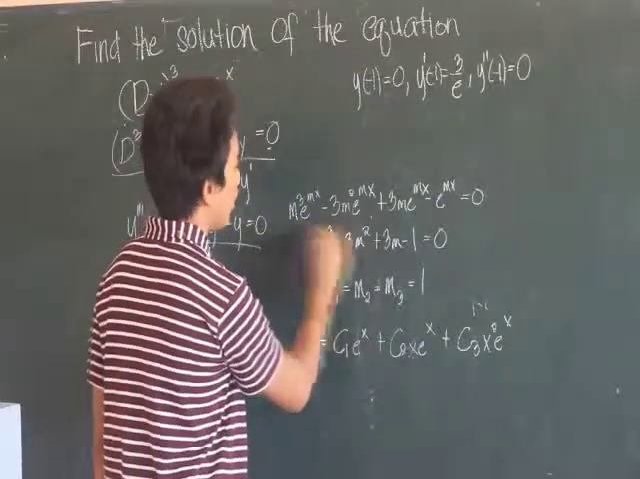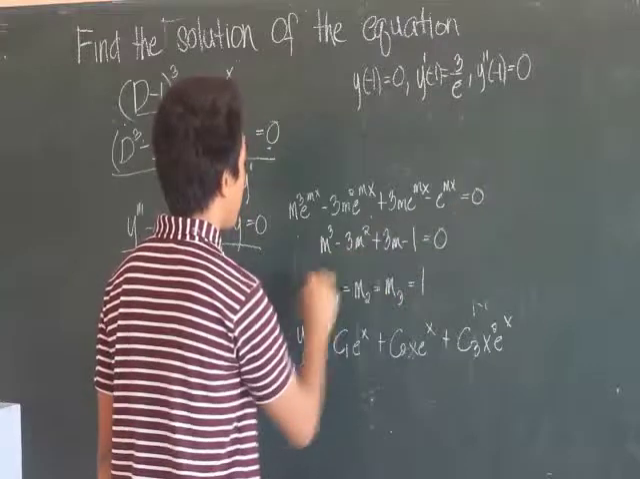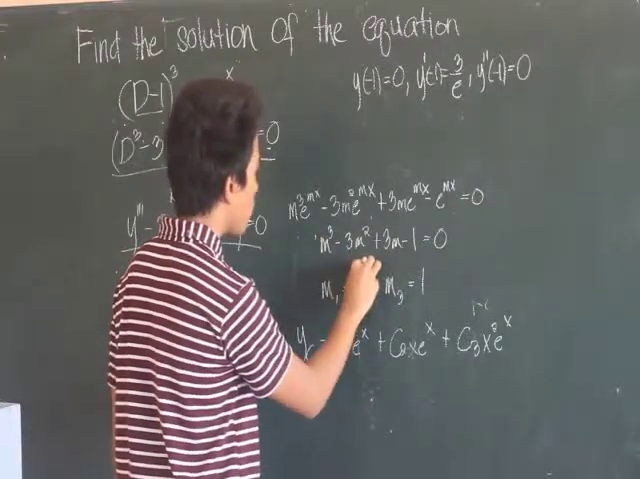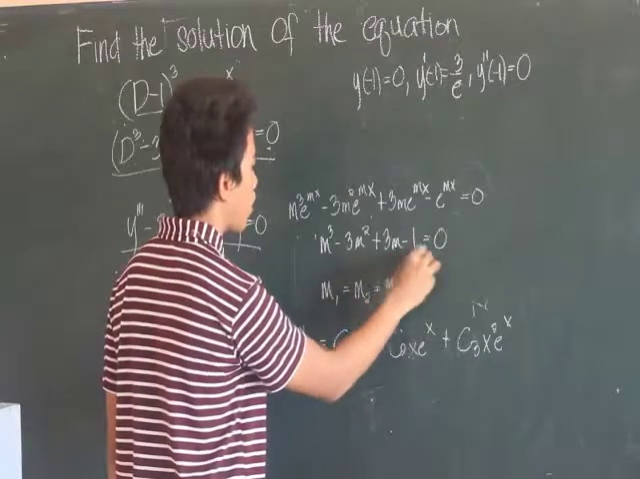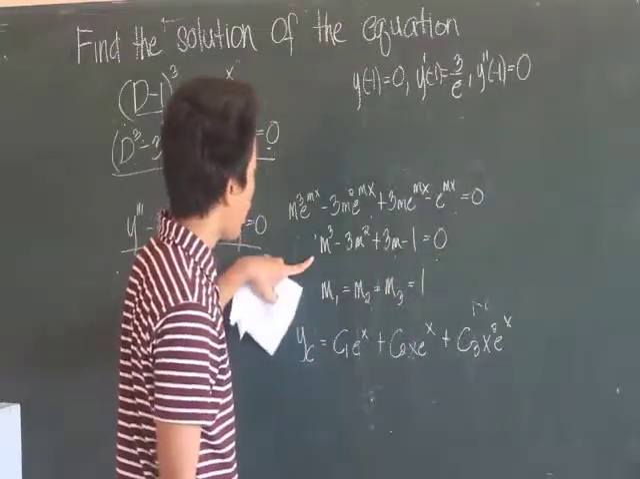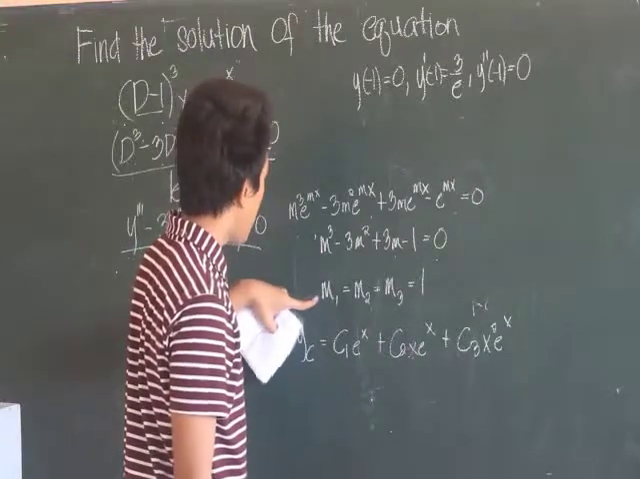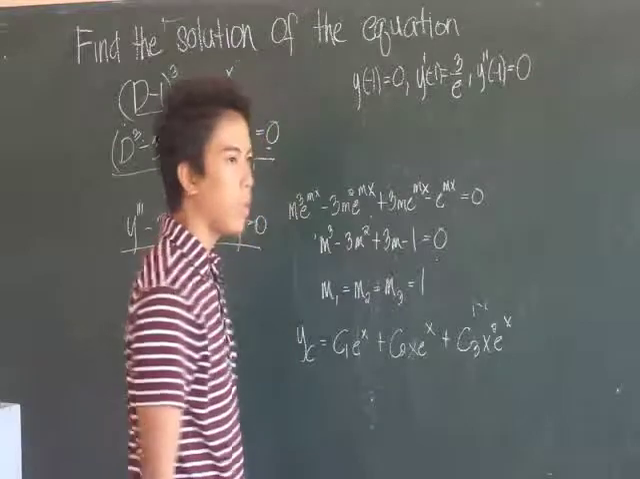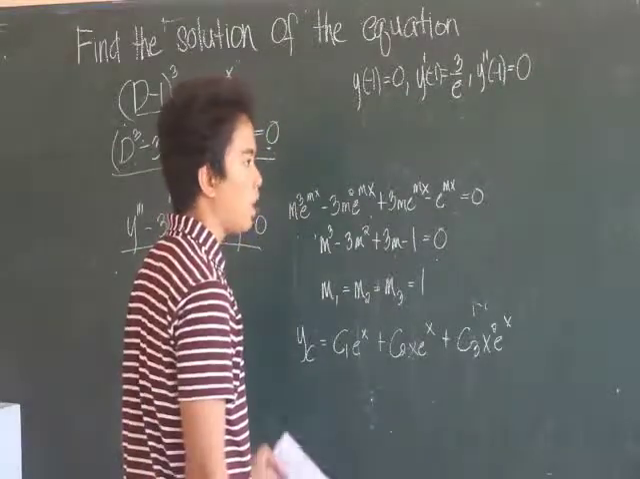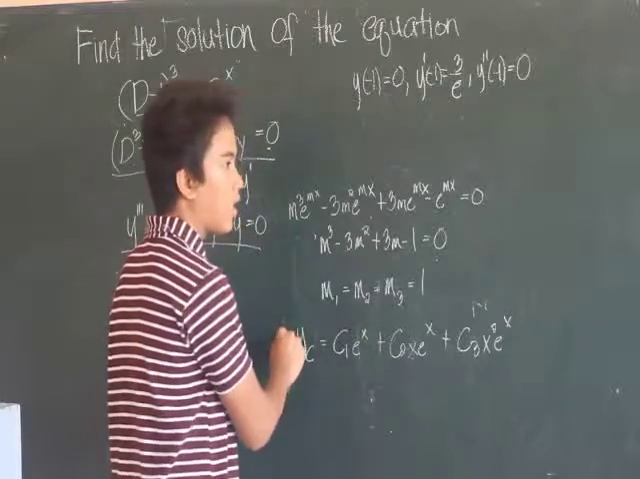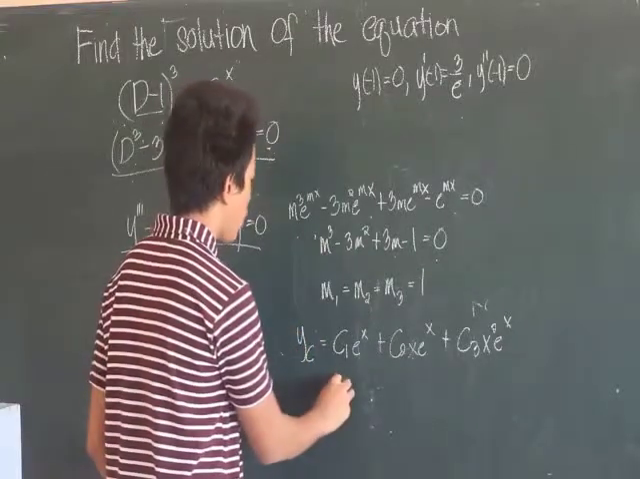We can factor e to the mx in this equation, leaving us m cubed minus 3m squared plus 3m minus 1 equals 0. Now, solving for m, we have m1, m2, and m3 all equal to 1. So it is repeated roots. So this is case 2 of the constant coefficient.